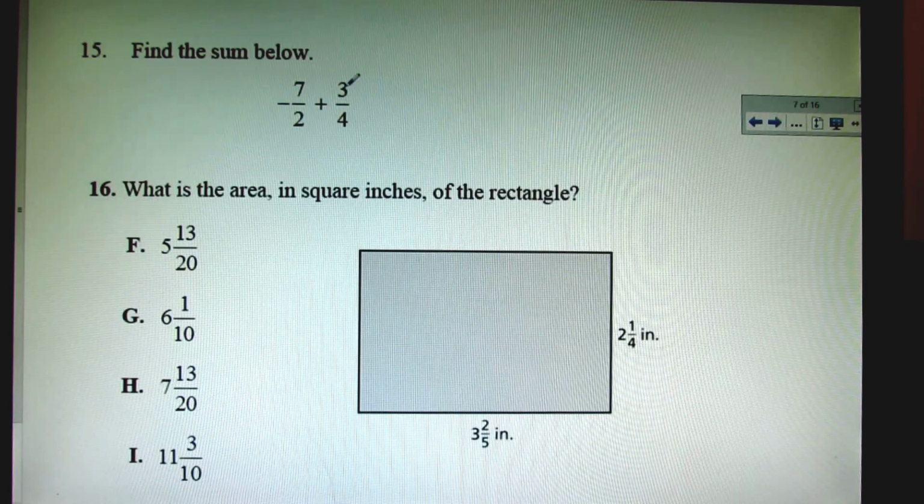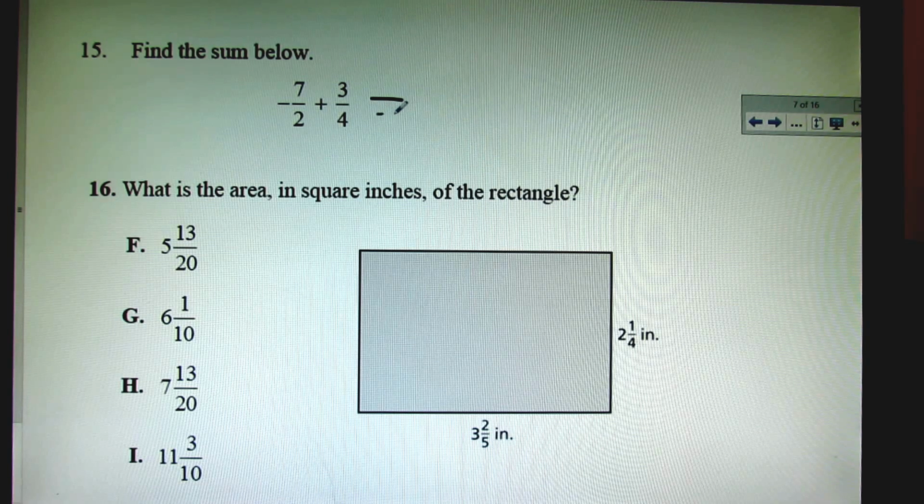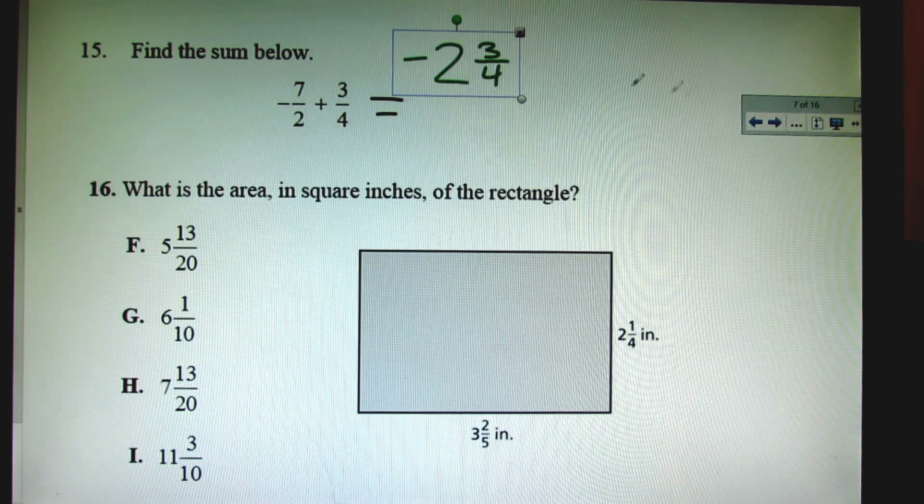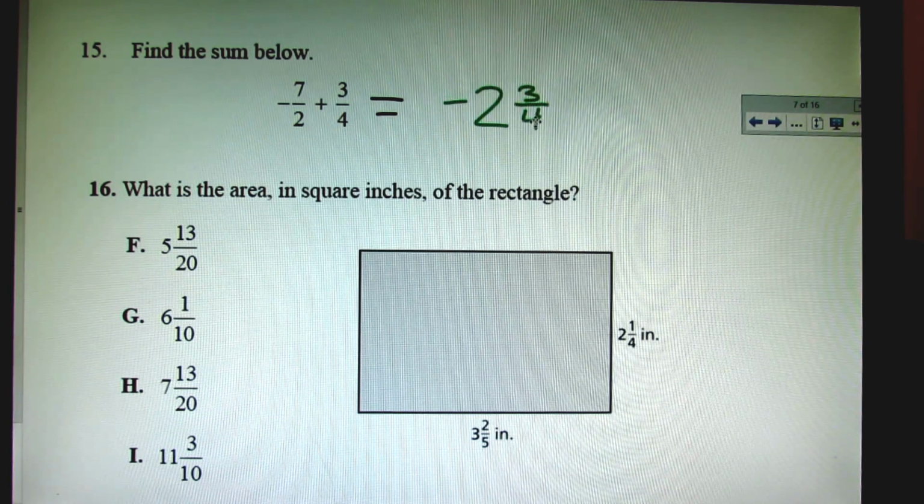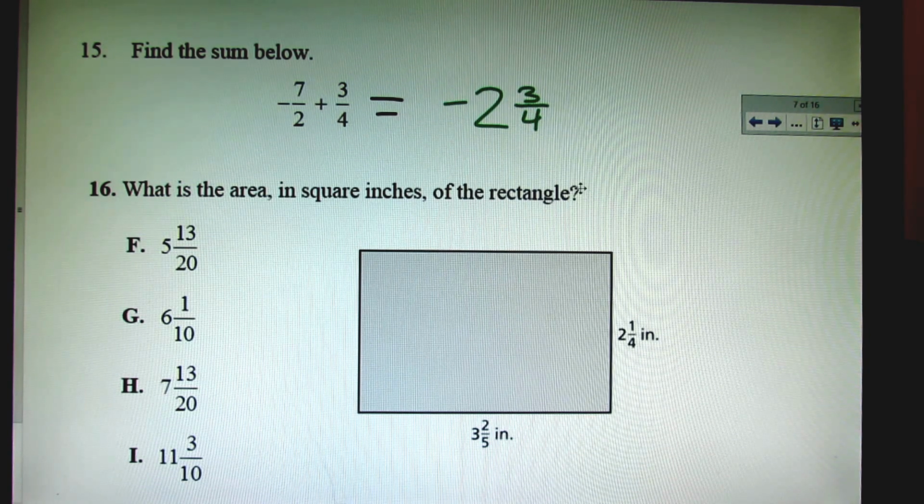Find the sum below. This is easy, especially if you have your calculator. I'm just going to jam this right in your calculator. You should get negative 2 and 3/4. Again, double check your answer. Make sure you're typing it in your calculator correctly.